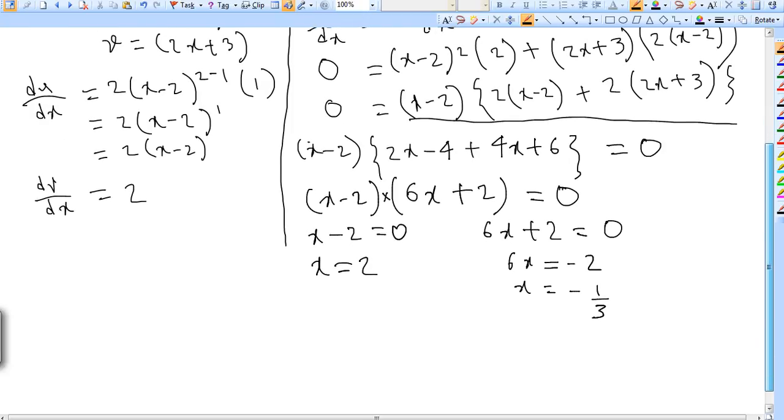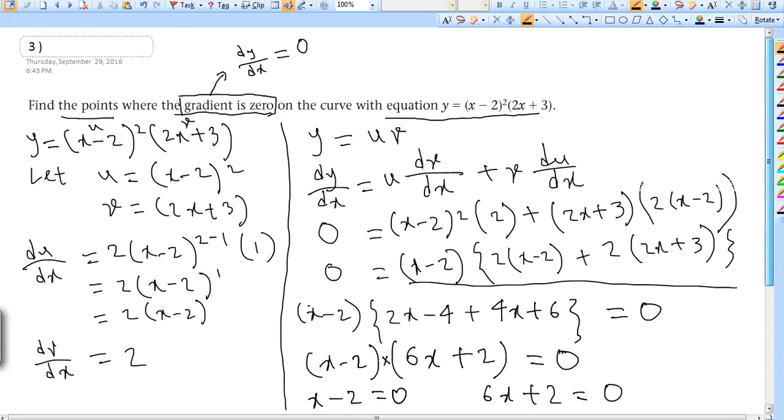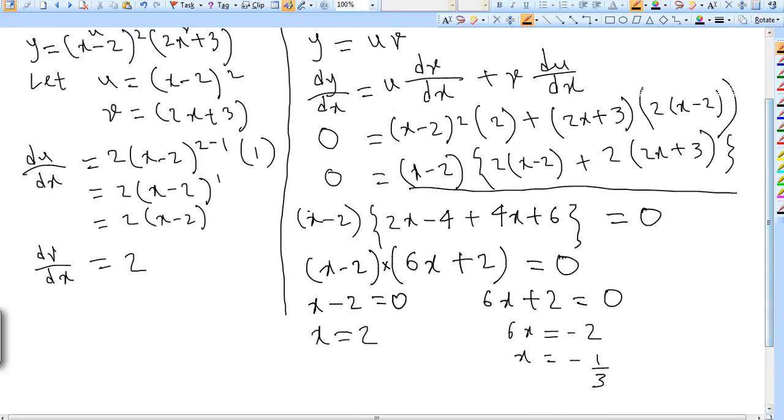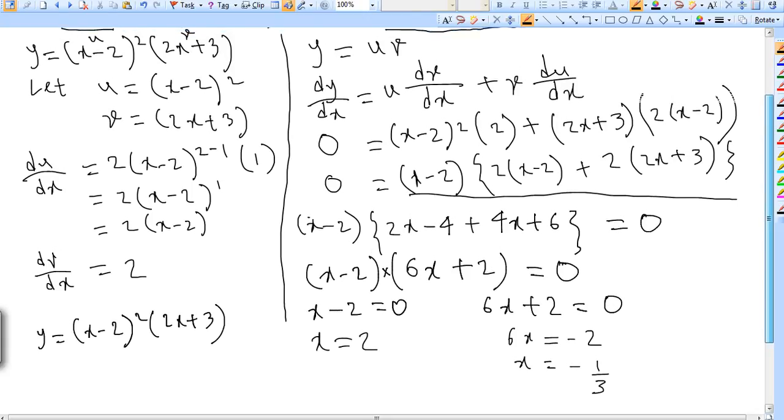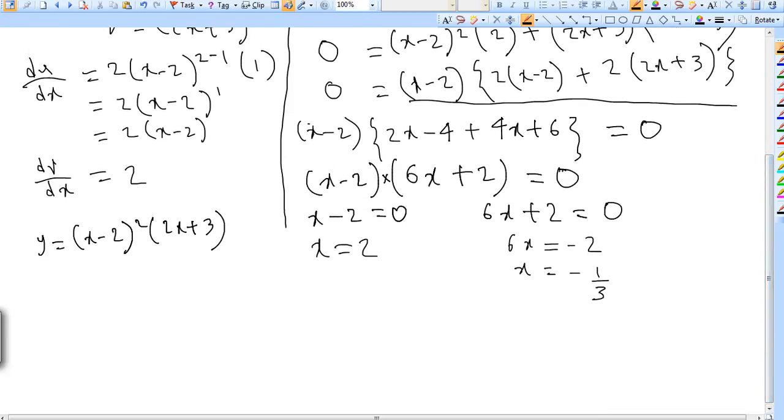Okay, so we have found the value of x equals 2 and x equals minus 1 by 3. So now let us substitute these values in this equation. Okay, so we are now substituting this value in this equation. So let us write again the equation. y equals x minus 2 whole square, 2x plus 3. Okay, so this is the equation where we will substitute the values. x minus 2 whole square into 2x plus 3. Okay, so let me have more space.